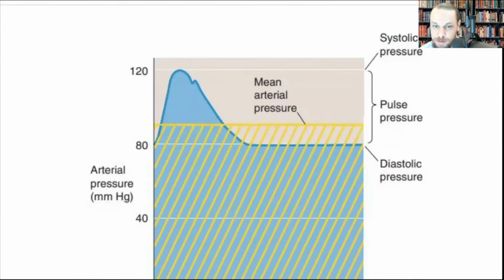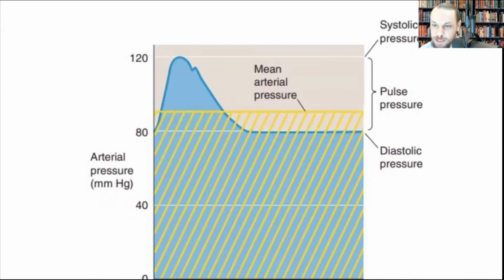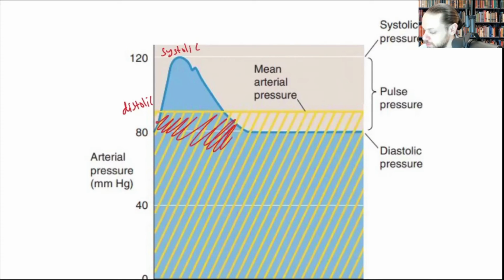We talked about the mean arterial pressure. This is basically the average pressure. So this is your systolic, this is the diastolic. Everything under the curve would be the mean arterial pressure.